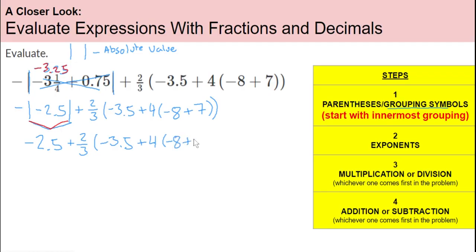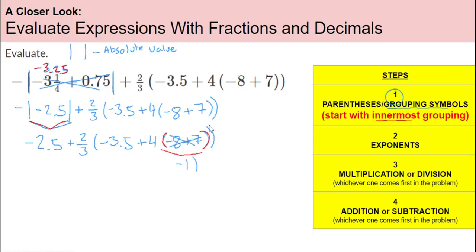All right, so looking at this, what are we going to do next? I still have parentheses, I still have grouping symbols. We have to do negative 8 plus 7 first. That's the one that's the innermost. So let's do that. Negative 8 plus 7. You owe me $8 and then you give me $7. That means you still owe me negative $1. So that parentheses is gone. I'll bring everything else down.